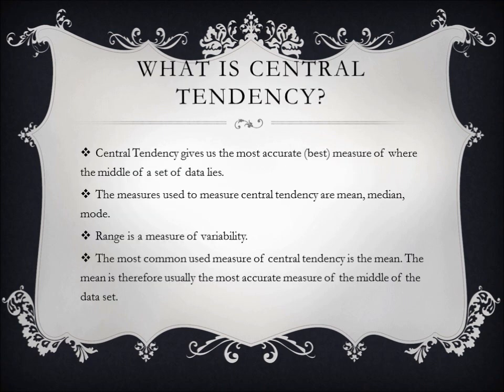What is central tendency? Central tendency gives us the most accurate, best measure of where the middle of a set of data lies. The measures used to measure central tendency are mean, median, and mode. Range is a measure of variability. The most commonly used measure of central tendency is the mean. The mean is therefore usually the most accurate measure of the middle of the data set.